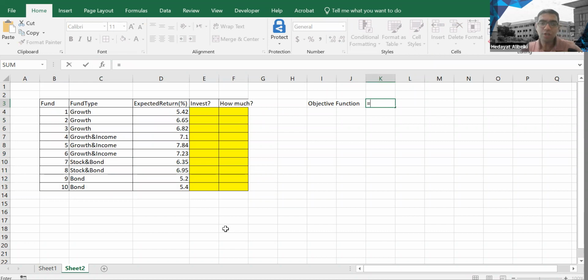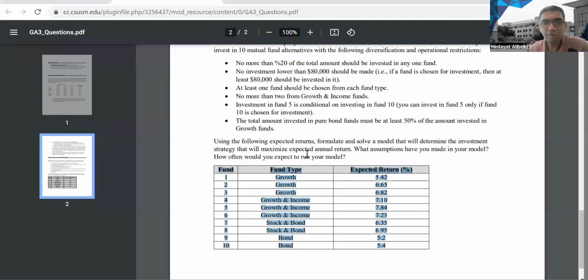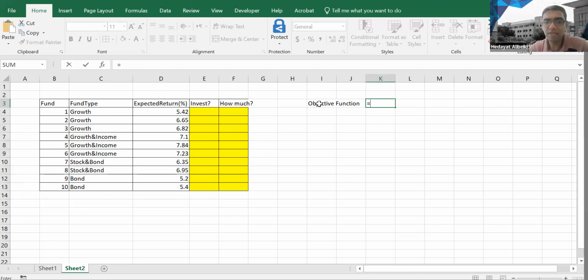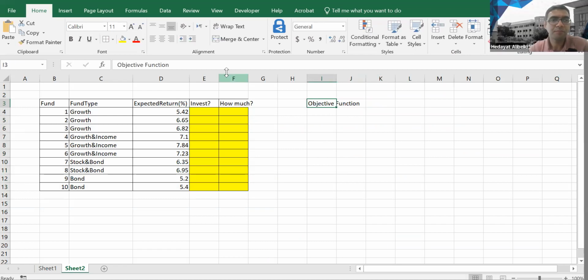When you read the question, it says we're looking for something that maximizes the expected annual return. So the objective function is maximum return, expected return. Now, how do I write this function?